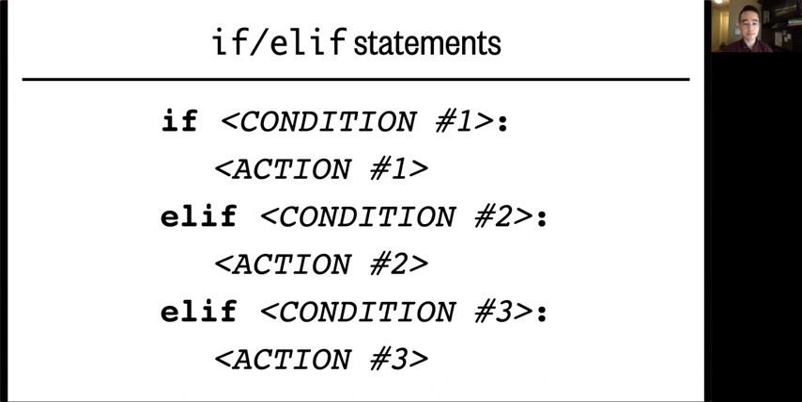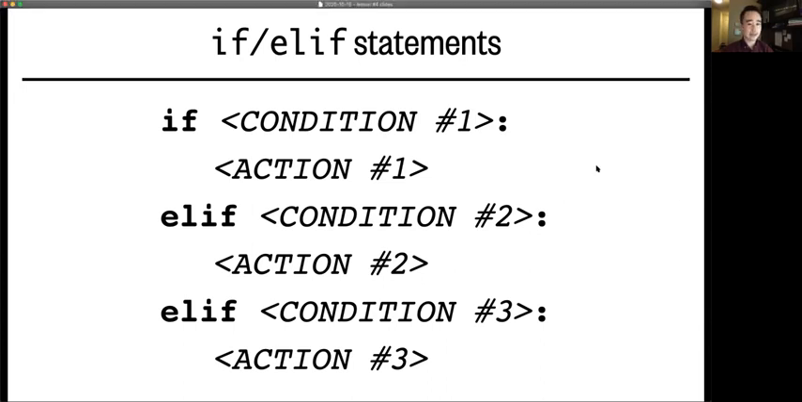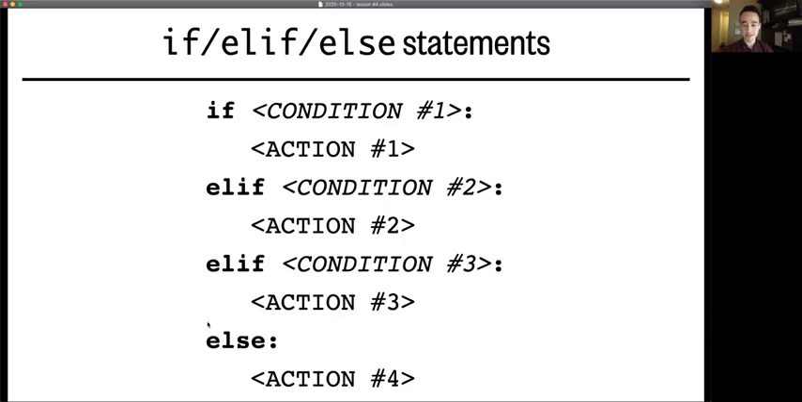And there's one last option. It's the else statement. And this is a final backup for when the if statement and all of the elif statements fail to evaluate to true. If conditions 1 through 3 are all false, Python will end up at this else statement, which has no condition attached to it, and it will execute action number 4. So there you have it.